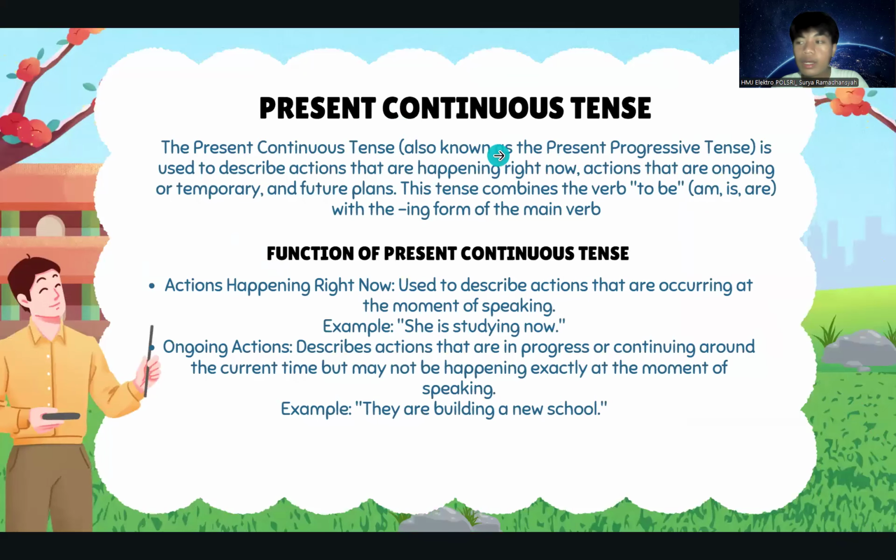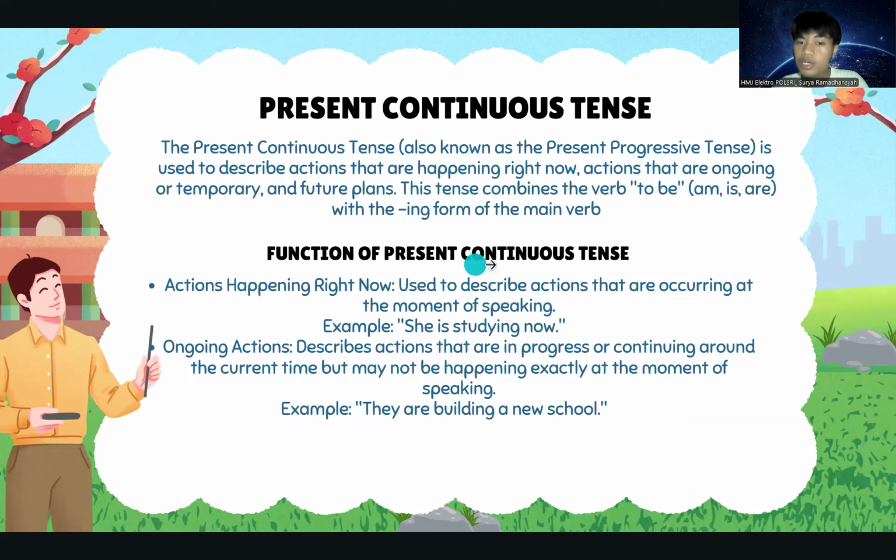Next, we go to the second tense, present continuous tense. So what is the present continuous tense? Present continuous tense, also known as the present progressive tense, is used to describe actions that are happening right now. It's the keyword, right now. Actions that are ongoing or temporary and future plans. This tense combines the verb to be, is, are, with the ing verb of the main verb.